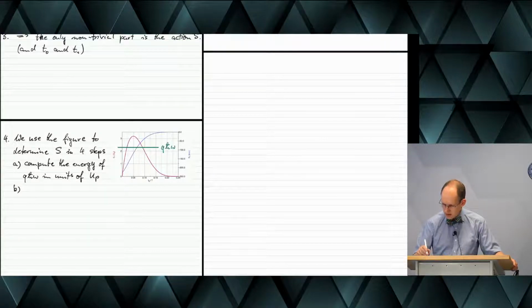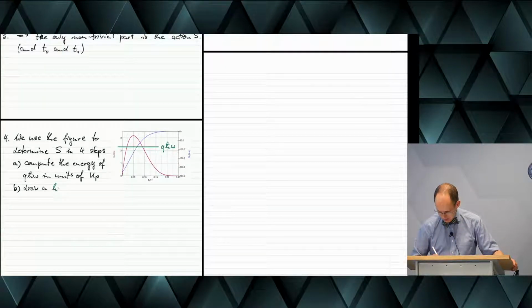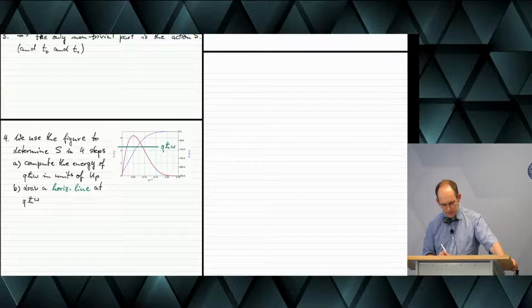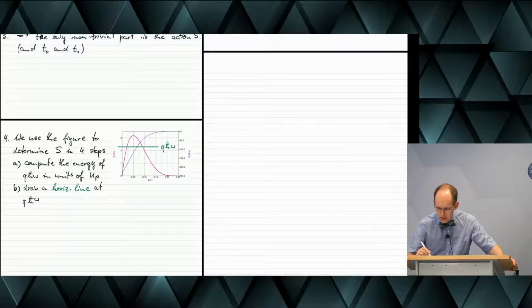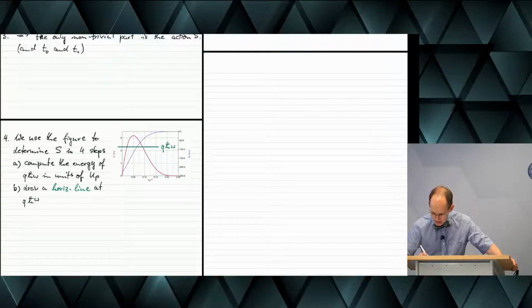So draw a horizontal line at Q times h bar omega. Then the point is that we just need to look here, right? And we get the T0. So this is actually the T0 for the long trajectory.